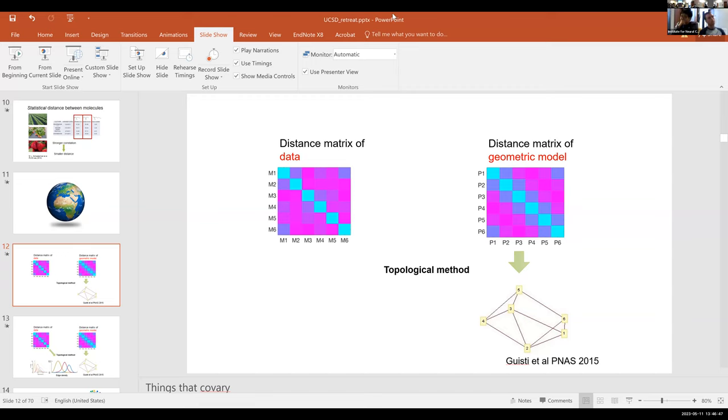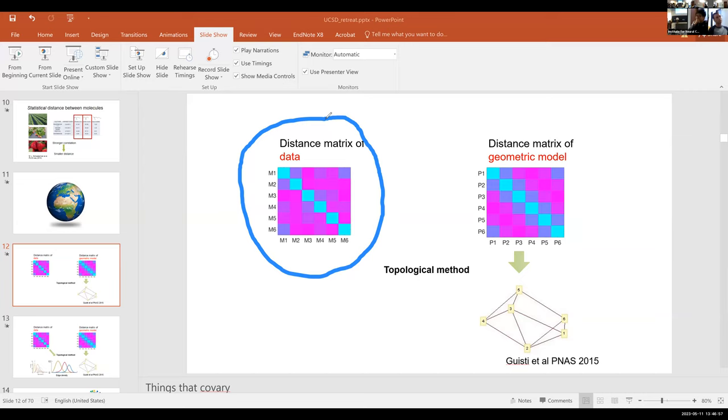Okay, so let me try with annotation. What you said was correct about the data, and the interpretation of this data matrix changes depending on the context. It can be molecules. In other contexts, it can be gene expression, it can be neural responses. And so the points are neurons, and the correlation between them are the distances. So in different contexts, this is how this data matrix is produced.